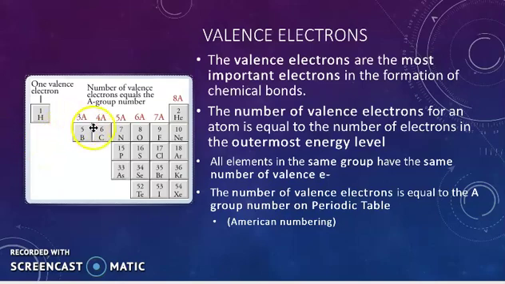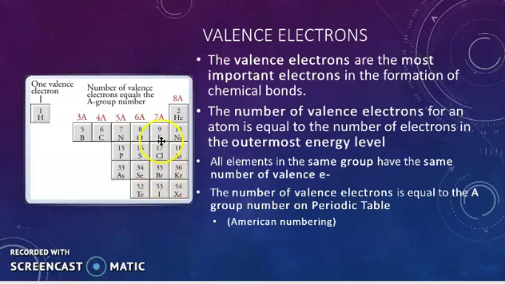So here's an example, 3A. They have 3 valence electrons. Carbon would have 4 valence electrons. Nitrogen, phosphorus, arsenic would have 5, then 6, 7, 8. Remember, 8 is where they have the full outer shell, full valence electrons. So all of your noble gases over here have 8 valence electrons, a full outer shell.